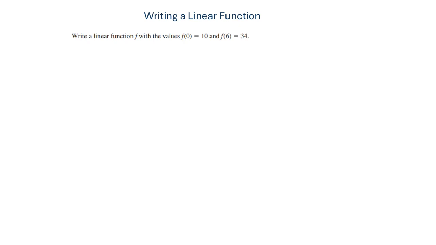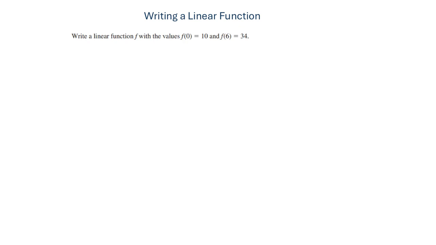So before we were doing equations, correct? In equations, that was in chapter what? Chapter 2. In chapter 3, we learned what? About linear functions. So we're given now the function of 0 equals 10 and the function of 6 equals 34. Write a linear function. Okay, so step 1.